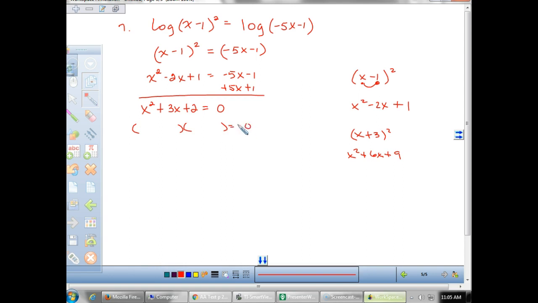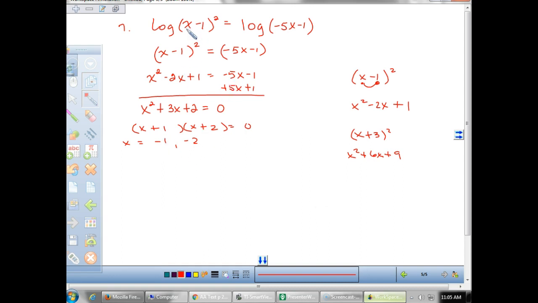So I'm looking for factors of 2 that add to 3. What are they? x plus 2, x plus 1. Very good. So I'd get a negative 1 and a negative 2. Those would be my solutions. Well, do we actually even have any solutions? Because they're both negative. Well, we've got to go back and test, don't we? We don't know right off the top of our heads.